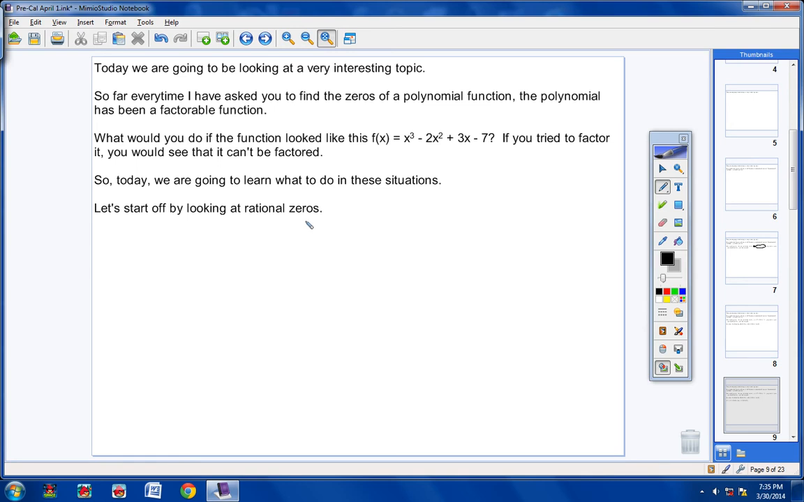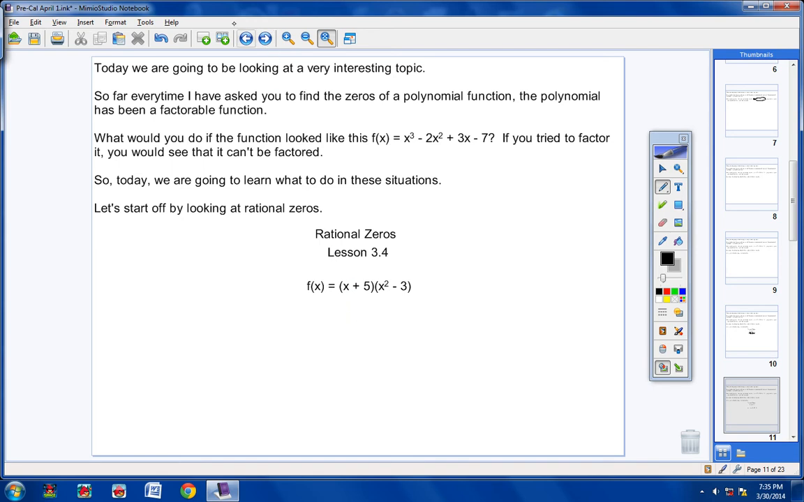All right. Let's start off first of all, though, by looking at what a rational zero is. This is very important. We need to really understand that there is a difference between rational zeros and irrational zeros. So let's start off by doing that first of all. Rational zero is less than 3.4, and the date today is April 1st.